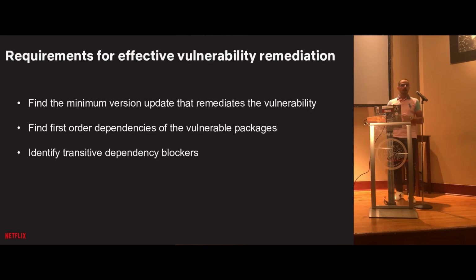So there are minimum things that you would need to have in order to do automated remediation. The first thing you need to know is the actual minimum version that you need to update to that will fix the issue. The reason I'm saying minimum version is because you want to avoid breaking changes. If you want to actually upgrade to a major version, then you may actually break the application. You want to have knowledge about the first order dependencies. I'm going to talk about this. And then you want to identify all the blockers.